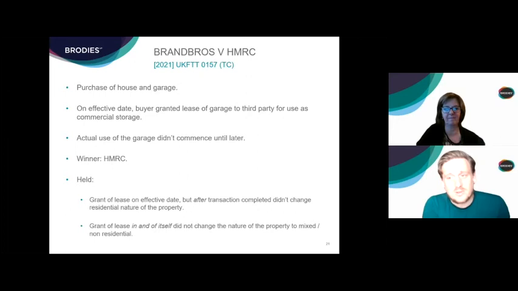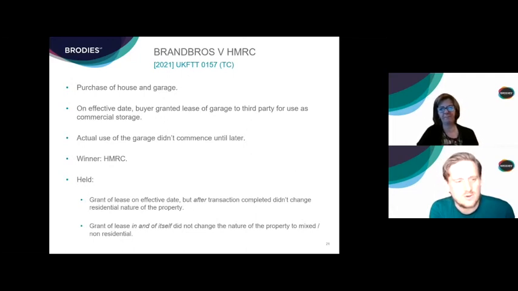Final case I want to look at, another downer, and this is Brand Bros against HMRC, which came out earlier this year. It's the only one which isn't a sort of rural property, but it's interesting because it touches on that question of what kind of use of a bit of land is enough to stop it being residential. The facts here are quite odd. Someone was clearly trying to structure things in an aggressive way.